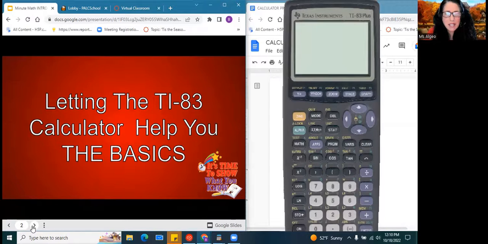And basically the goal today, if you've never used a TI-83 before, is just to get you used to a graphing calculator, if your only experience with calculators is your basic or scientific calculator.